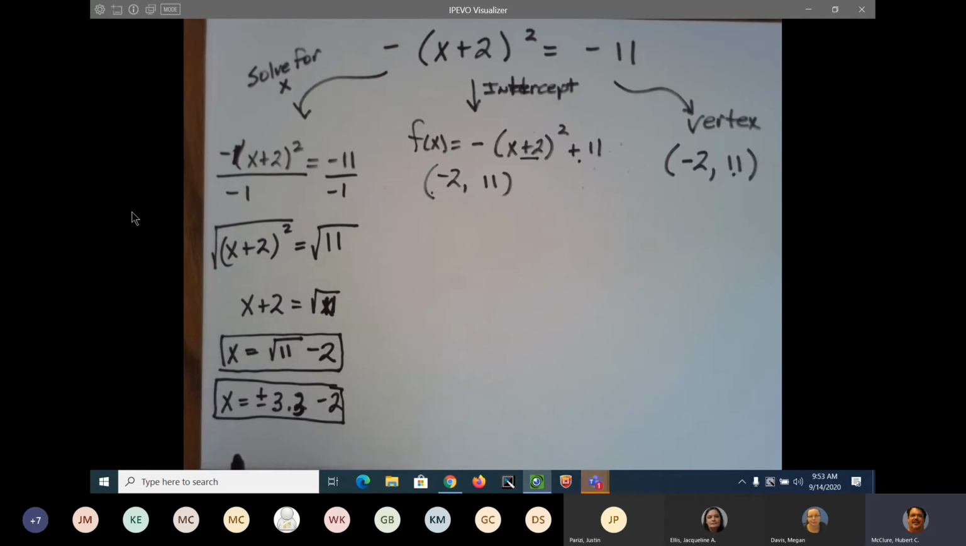All right. So here we go. That's going to be 3.3 minus 2 is 1.3. So positive 1.3 is one x-intercept. And then negative 3.3 minus 2 is negative 5.3. And that is my other x-intercept. So I feel good about myself. So I'm going to take my ruler.